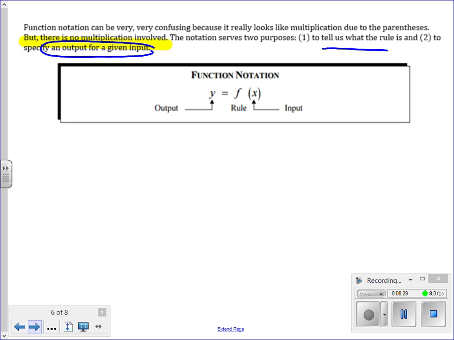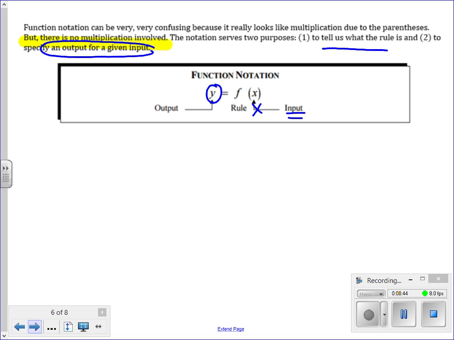Okay. So just a reminder here, function notation. What's in the parentheses is always my input. It's always an x. The answer, what the whole thing equals when I put x in, is a y value.